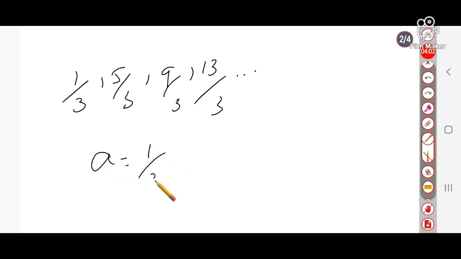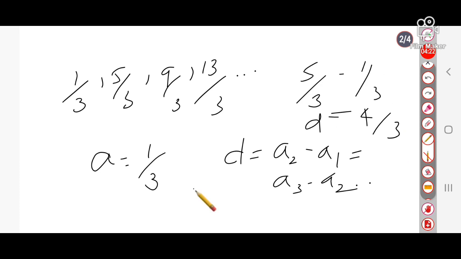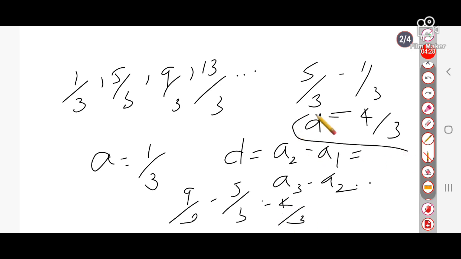So A equal to 1 by 3, and the common difference is, again as I told you, A2 minus A1, that is equal to A3 minus A2, and it goes on. So that will be 5 by 3 minus 1 by 3, that is equal to 4 by 3. So the common difference D will be 4 by 3. We will check it. 9 by 3 minus 5 by 3 is again 4 by 3. Therefore the common difference D is 4 by 3, right? So this is the third subdivision.